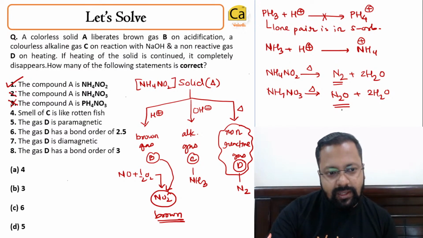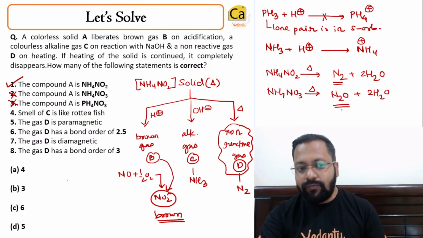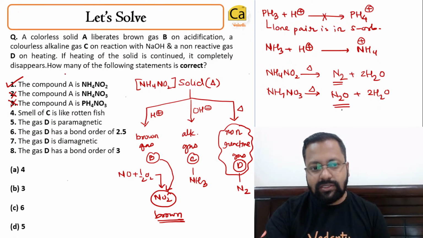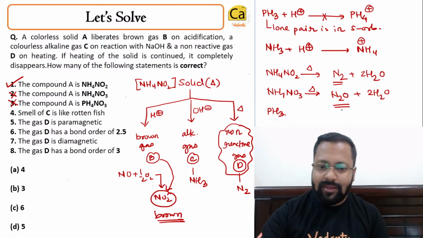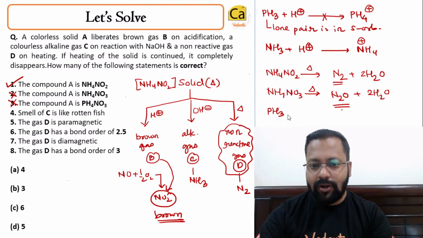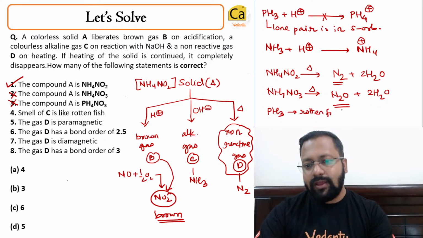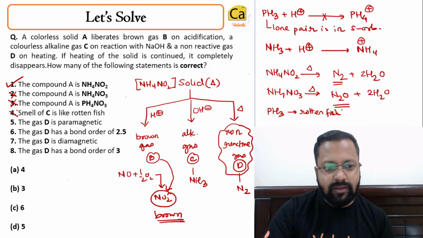Second statement is incorrect. Smell of C is like rotten fish. Now rotten eggs is the smell of H2S. Rotten fish is the smell of PH3. इसको याद रखिए. PH3 smells as rotten fish. Now PH3 तो इलिबरेट हो नहीं रहा है. So smell of C is rotten fish? Absolutely not.